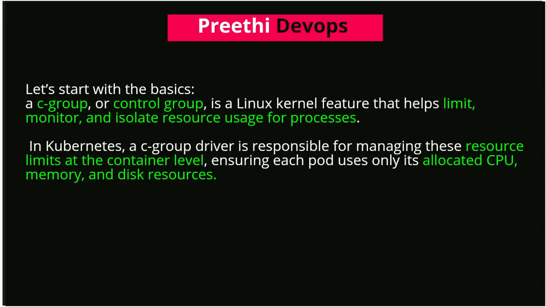A Cgroup, or control group, is a Linux kernel feature that helps limit, monitor, and isolate resource usage for processes. In Kubernetes, a Cgroup driver is responsible for managing these resource limits at the container level, ensuring each pod uses only its allocated CPU, memory, and disk resources.